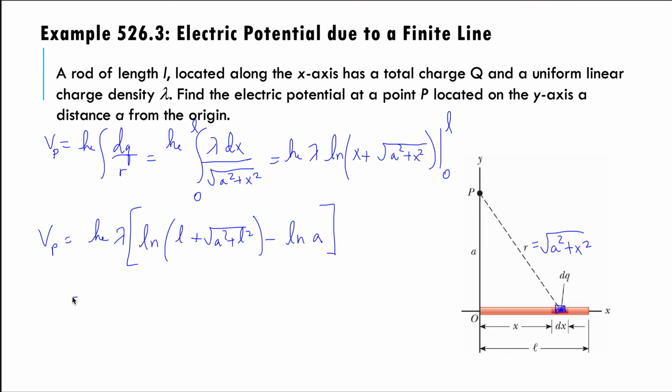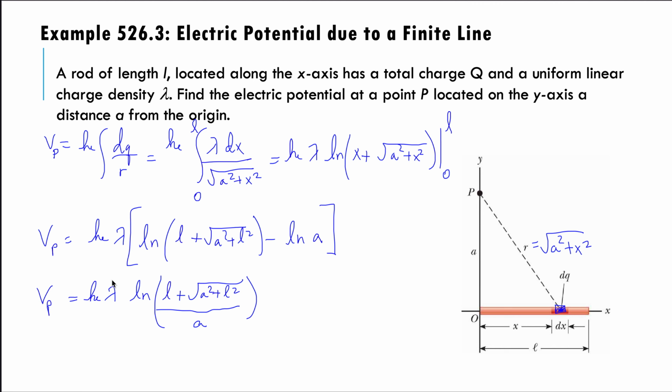And we know that we can simplify two logs by writing them as a ratio whenever you have a difference of the logs. So our final answer is going to be ke lambda log of L plus square root of a squared plus L squared, divided by a. So that is our potential at point P.